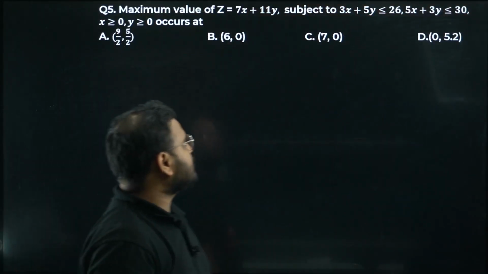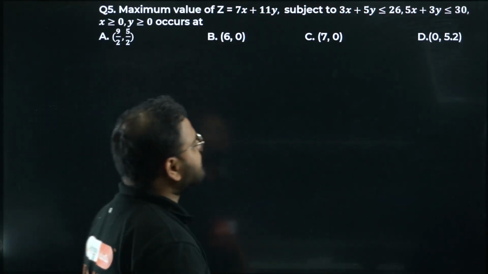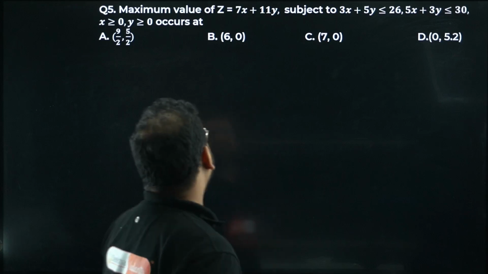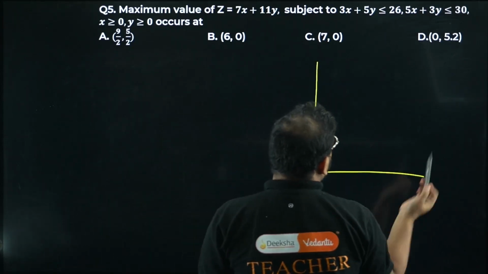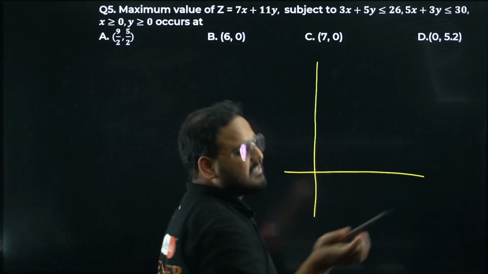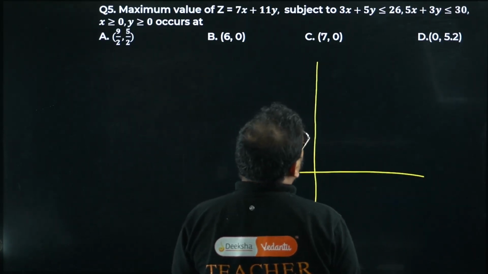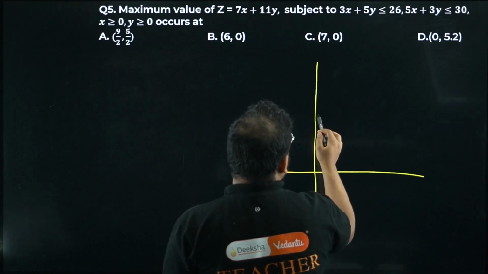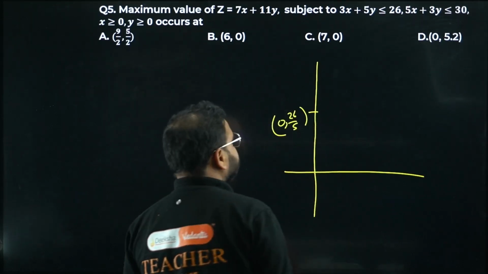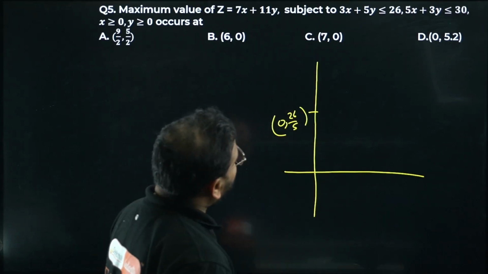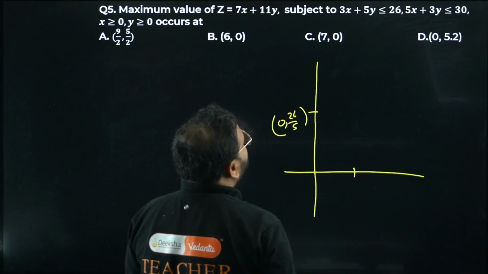Maximum value of z equals 7x plus 11y, subject to the constraints 3x plus 5y less than 26, 5x plus 3y less than 30, and x, y greater than 0. Okay, no problem, sir. Let's solve it quickly. We have to draw it roughly. It's a simple objective question. Let's take x as 0, y is going to be 26 by 5. When y is 0, x will be 26 by 3.